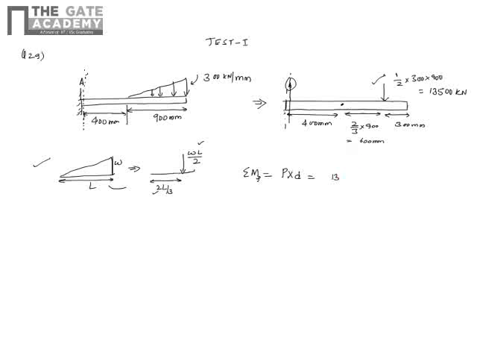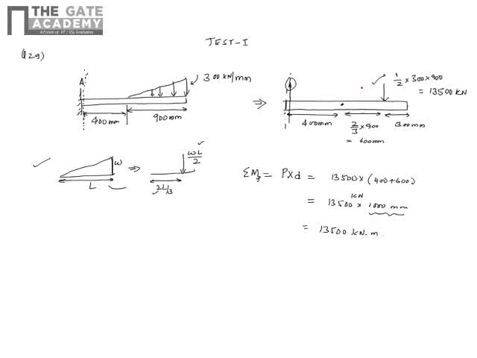So load is 13500 into the distance, which is 400 plus 600, so that is basically 1000 mm, and this was kilonewton. So this I can write as 1 meter, so 13500 kilonewton meter. So this is the maximum bending moment which is produced.